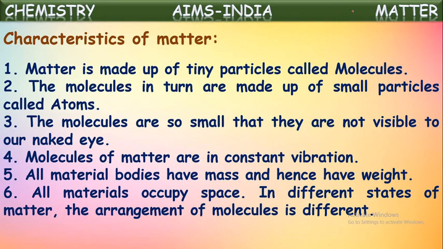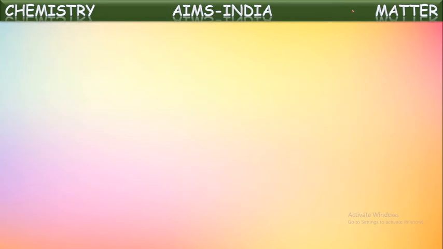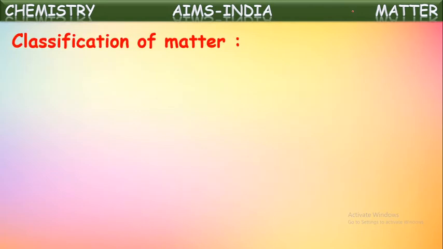Yes, we're saying every matter or material is made up of molecules. So, in every matter, there will be molecules. Based upon the arrangement of these molecules, the state of matter will differ. So, based upon this, we can classify matter into different states. That we can say is the physical classification of matter.